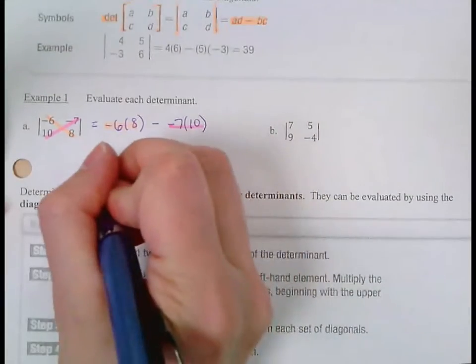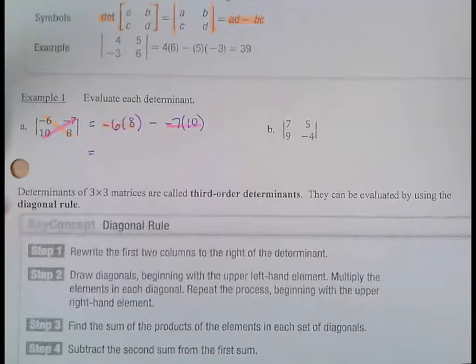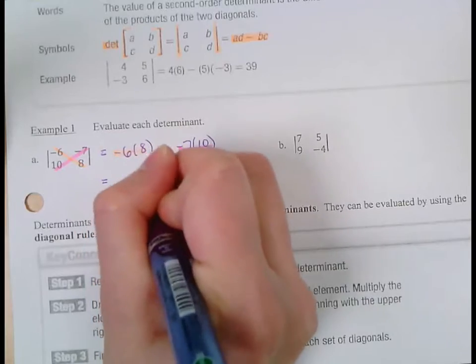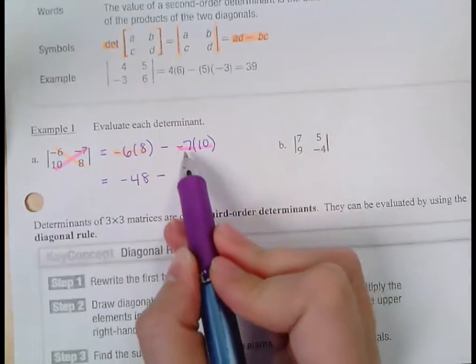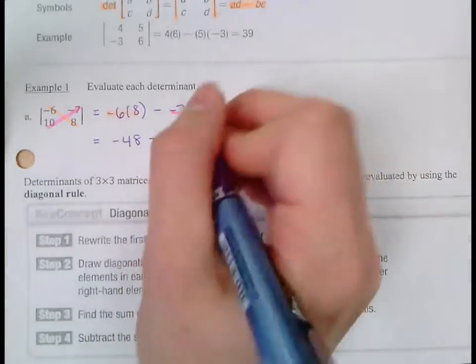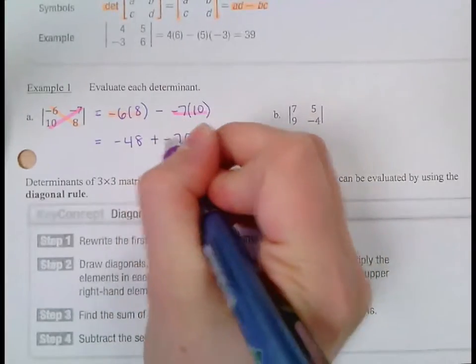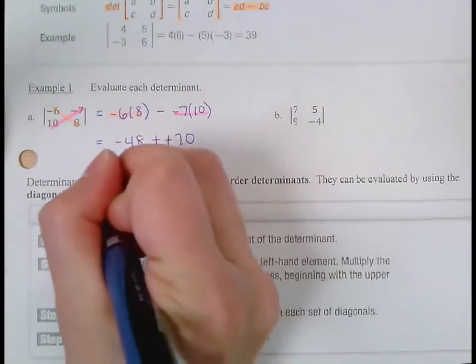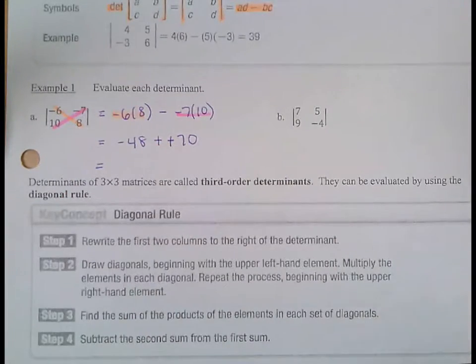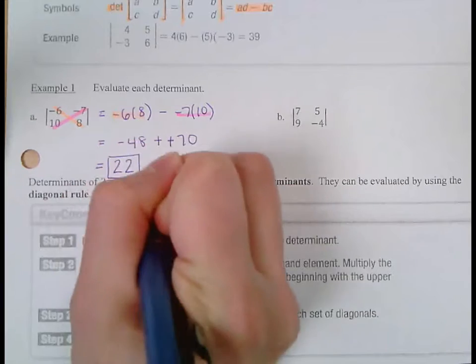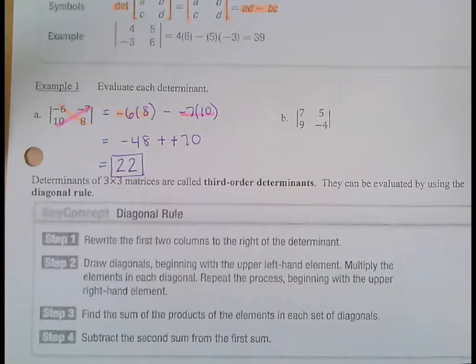And then you just evaluate this. So your answer is just going to be a number. Your answer is not a matrix. It's just one number. So we have, in this case, negative 48 minus negative 7 times 10, which is negative 70. And then if I'm subtracting negative 70, I'm really adding a positive 70. So negative 48 plus 70 is 22. So the determinant of that matrix is 22.